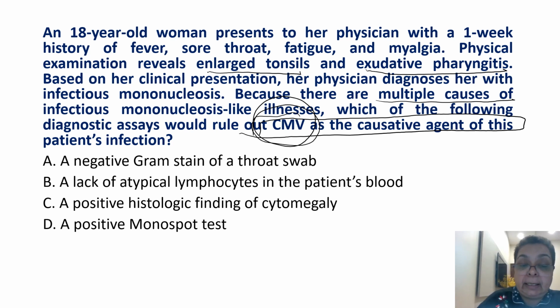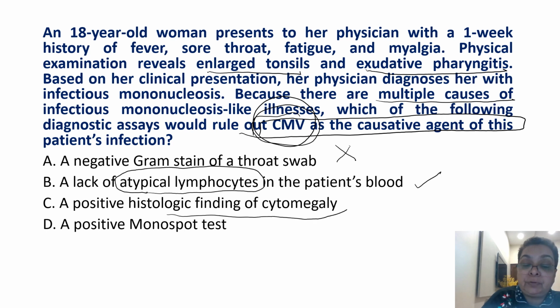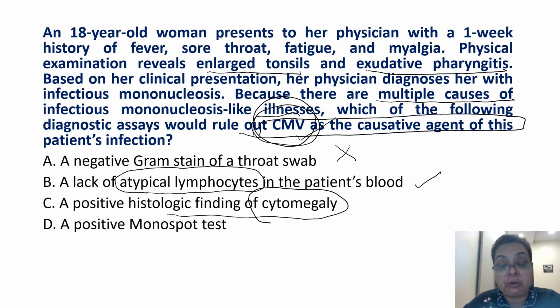Let's see the answers. Negative gram stain of a throat swab, a lack of atypical lymphocytes in the patient's blood, a positive histological finding of cytomegaly, and a positive monospot test. First of all, the first will be ruled out because viruses cannot be gram stained. It's an infectious mononucleosis-like disease, so it is always associated with atypical lymphocytes in the peripheral blood. That does not rule out CMV. A positive histology of cytomegaly would suggest it is CMV, not rule out CMV as the cause of this disease.